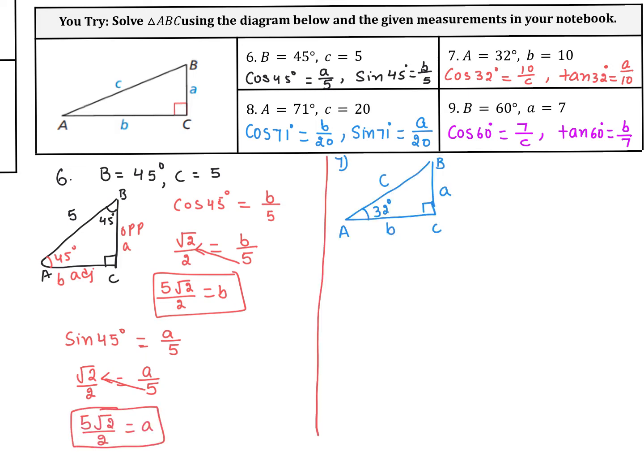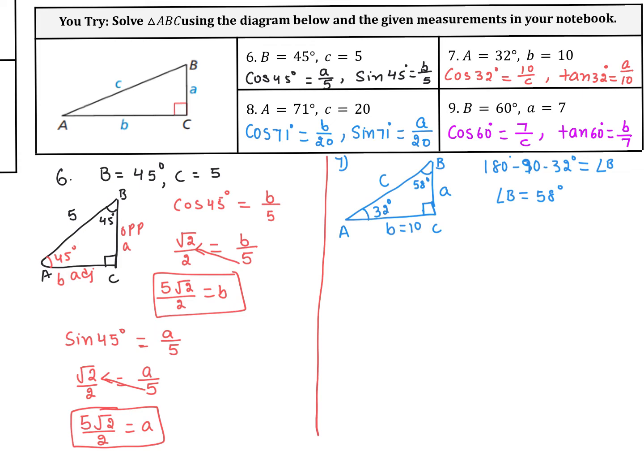So we have to, for number 7, find the angle B and all the sides. What side is given is B, that is 10. This angle B would be 180 minus 90 minus 32 equals angle B, so the angle B is going to be 58.